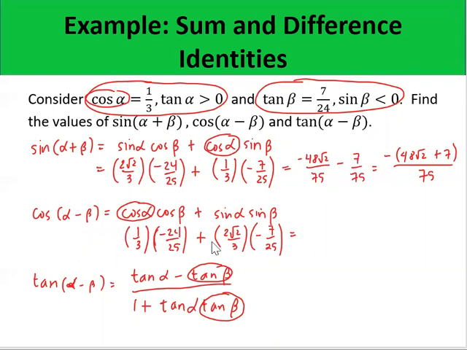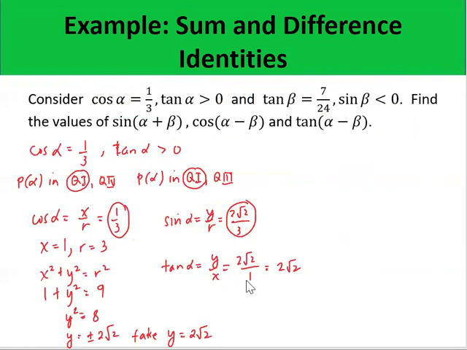Now for cosine of alpha minus beta, multiplying these two, we get 1/3 times negative 24 over 25, which is negative 24 over 75. And then plus the product of these two, which is negative 14 square root of 2 over 75. And so we can write this as the negative of the quantity 24 plus 14 square root of 2 over 75. And then for tangent of alpha minus beta, again, let's look at the value of tangent of alpha.